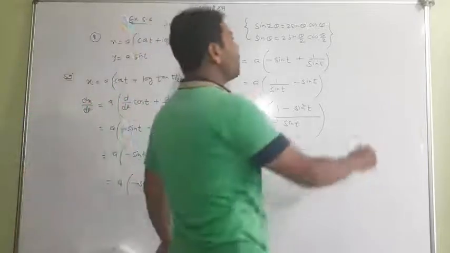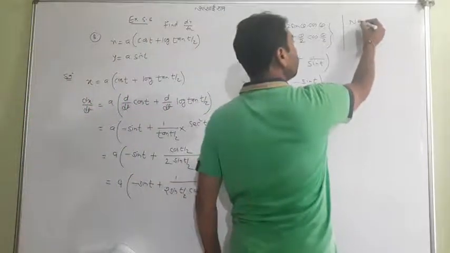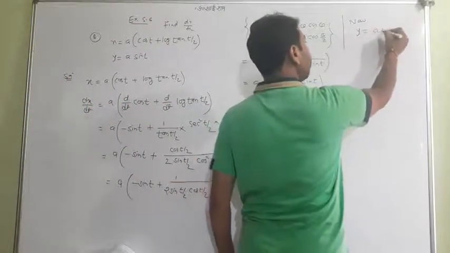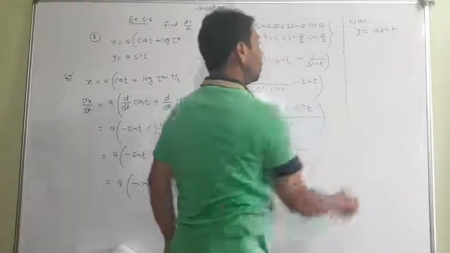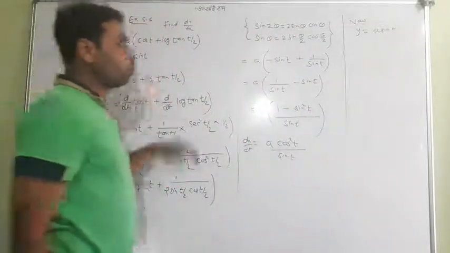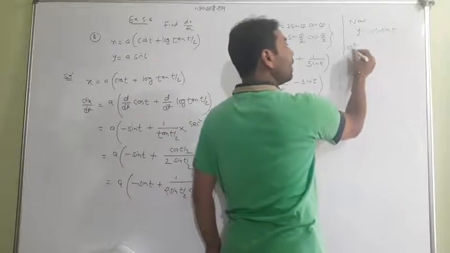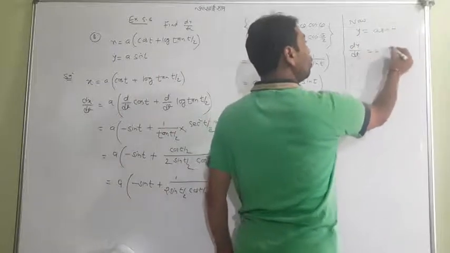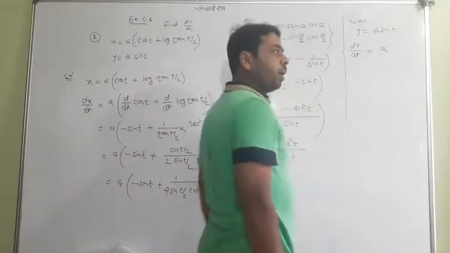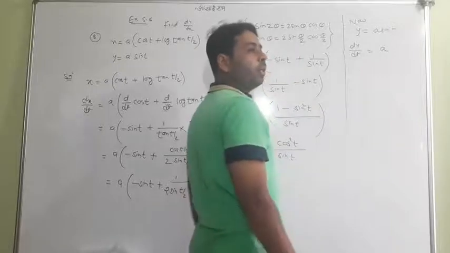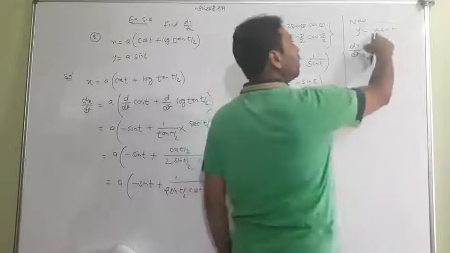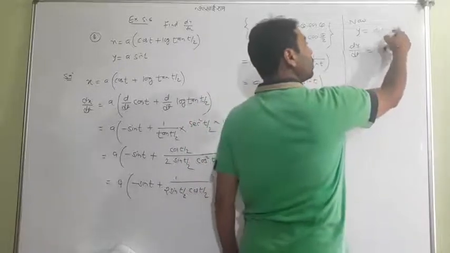Now only the simple term remains, which is y equal to a sin t. In a single step I would explain that dy by dt will be, I just don't want to do any formality here, I want to write directly, a times the differentiation of sin t, which is a cos t.